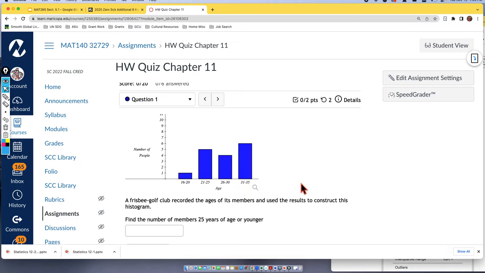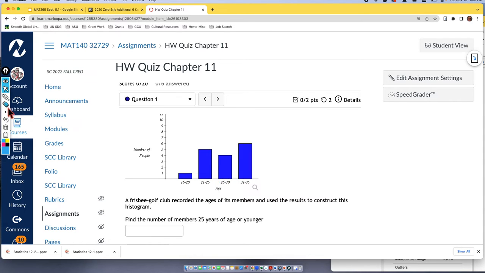There we go. Frisbee Golf Club recorded the ages of its members and used the results to construct this histogram. Find the number of members 25 years of age or older. So 25 years of age or older, what would you say for that one? About 10. And how'd you get that? There's 4 here, right? In this 26 to 30. Oh, you got different ones. Okay, yeah, everyone's probably different.